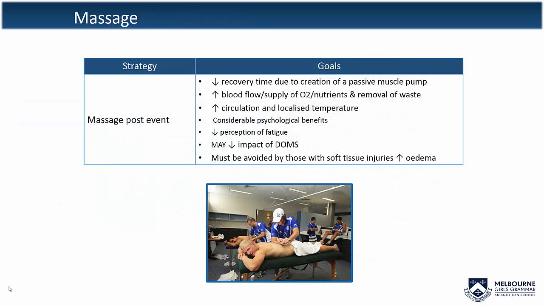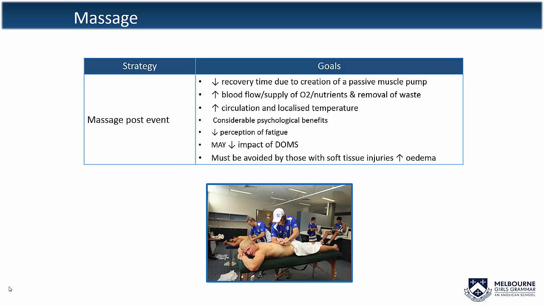Massage. Massage is great because it has a lot of psychological benefits. The idea behind massage is that it increases blood flow, therefore supply of oxygen and nutrients, and increases the removal of waste products to enhance recovery time. Now, massage, we're talking about pumps again, massage is a passive muscle pump. So it's not an active muscle pump because you're not contracting your muscles yourself. It's a passive muscle pump because someone else is actually pushing on your muscles to increase blood flow to that site, which increases circulation.